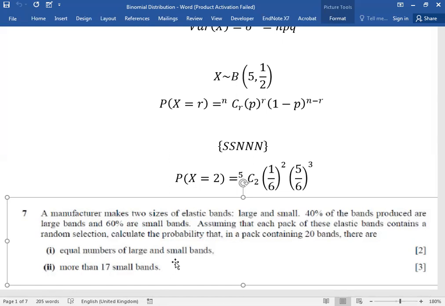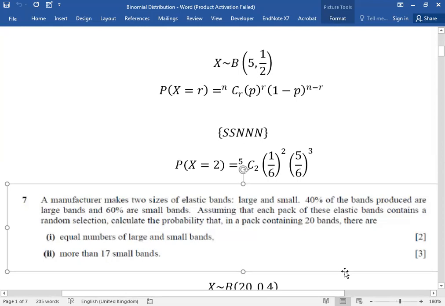Now you will decide first what is your capital X. Is it the number of small bands or the number of large bands? You decide. Read the question and then decide. Both give the correct answer. Don't worry about the answer. First decide what I will take as my variable, number of small bands or number of large bands. Look, put a colon and put X is the number of large bands.